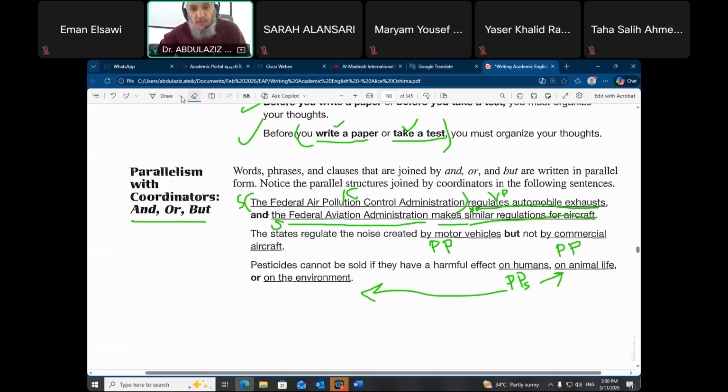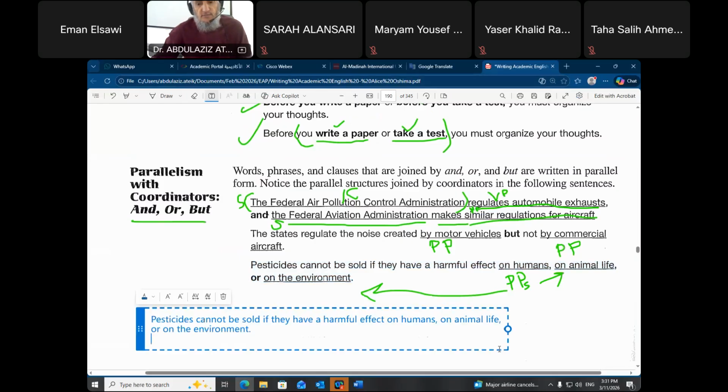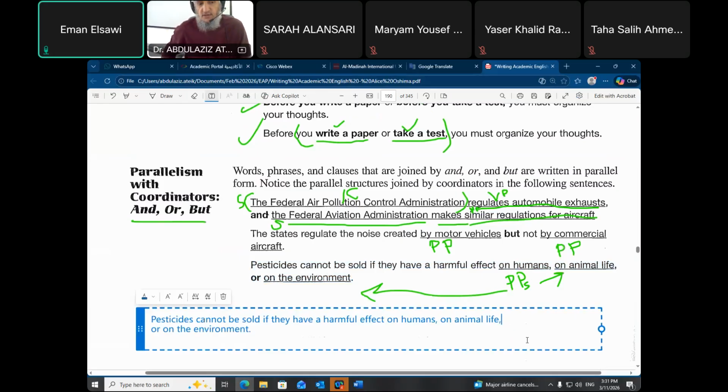Okay, three PPs: on humans, on animal life, or on the environment. Can you make this shorter? Banat, can you make this shorter? We can shorten it. Make it shorter. Yeah, doctor. How can you make it? Pesticides cannot be sold if they have a harmful effect on humans, on animals, or on environment.